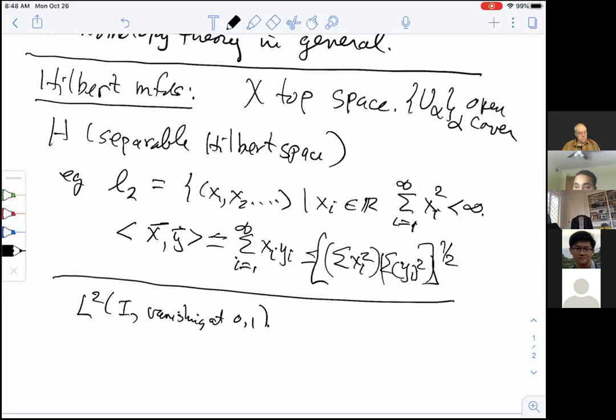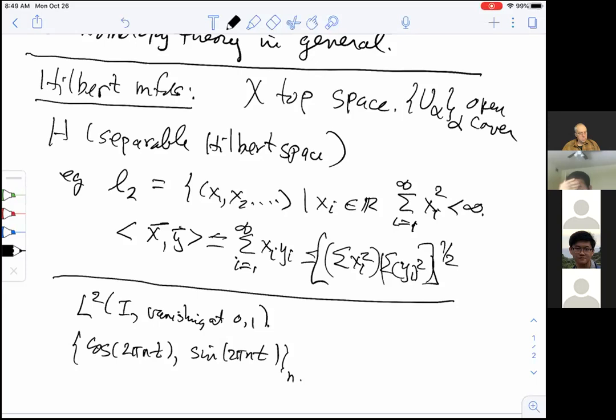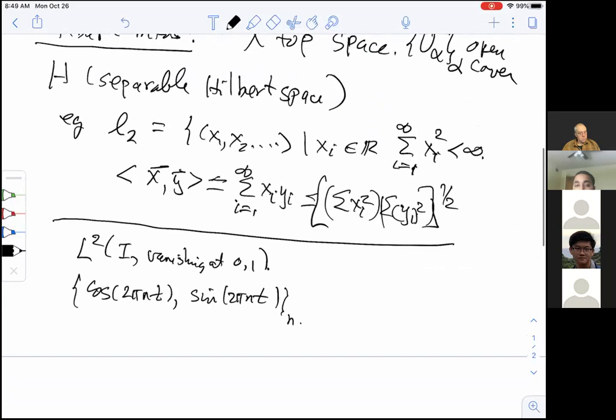Here, the countable basis is cosine 2 pi n t, if t is the variable, and sine 2 pi n t. That gives the countable basis of functions in L2. So this Hilbert space is isomorphic to little l2, sending these sines and cosines to the basis elements. Okay, so that's separable Hilbert spaces.